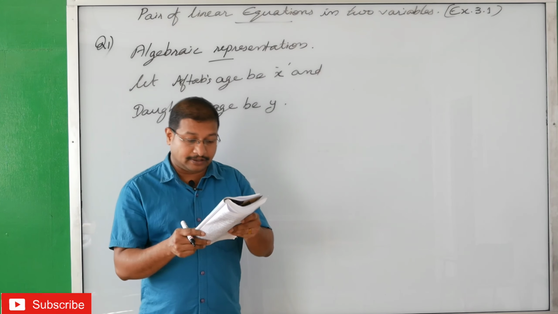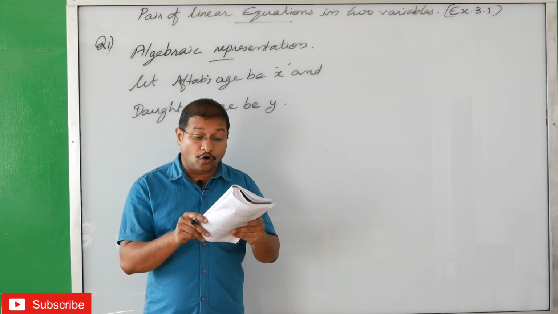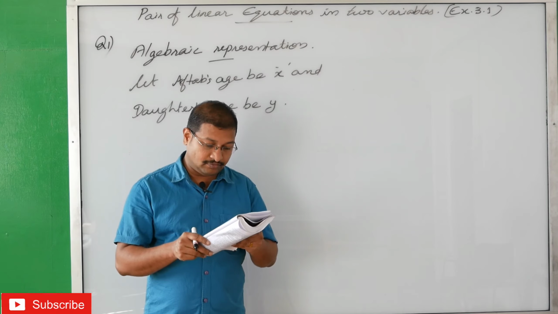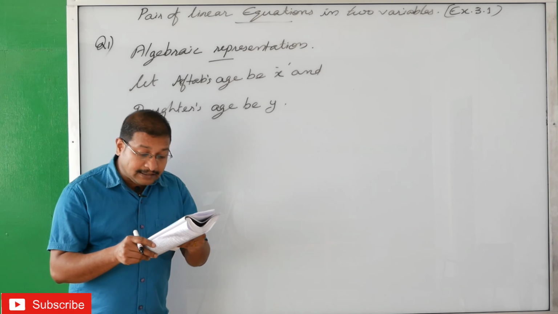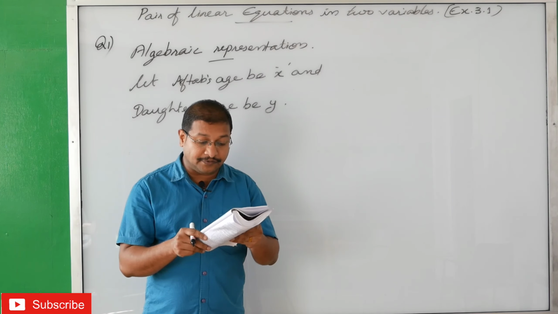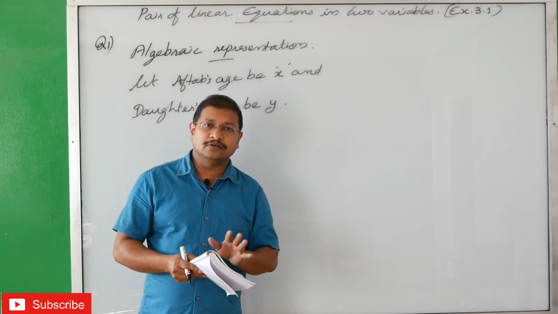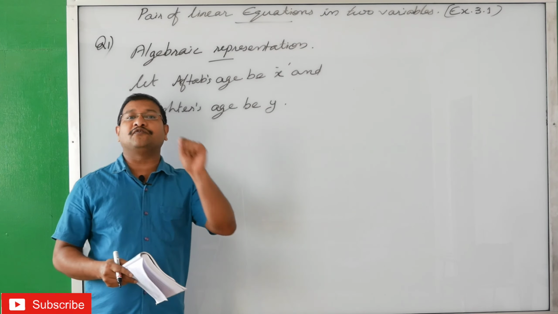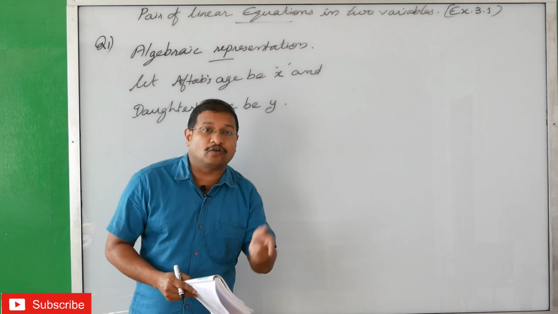Aftaf tells his daughter, 7 years ago, I was 7 times as old as you were then. Also 3 years from now, I shall be 3 times as old as you will be. Represent this situation algebraically and graphically. Ready? In this question, there is a father, his name is Aftaf, and his daughter is also there.